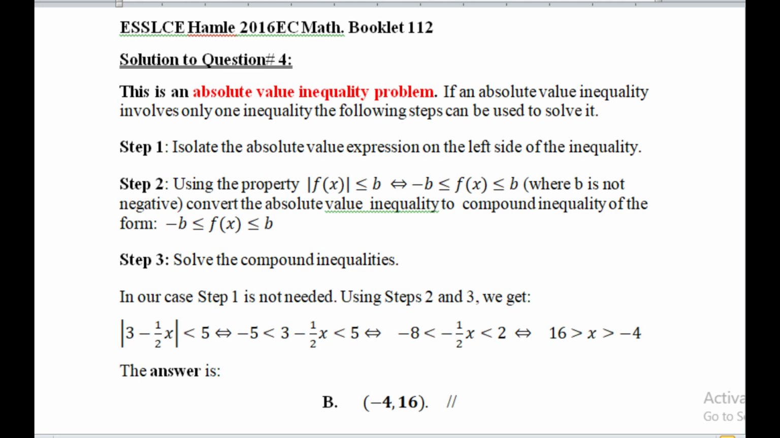Step 2 is to apply the absolute value property: absolute value of f(x) less than or equal to b is equivalent to negative b less than or equal to f(x) less than or equal to b. So absolute value of f(x) less than or equal to b can be replaced by negative b less than or equal to f(x) less than or equal to b, and the absolute value can be removed.